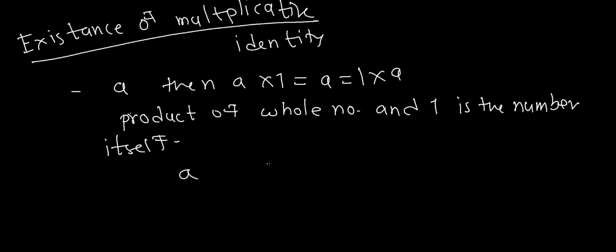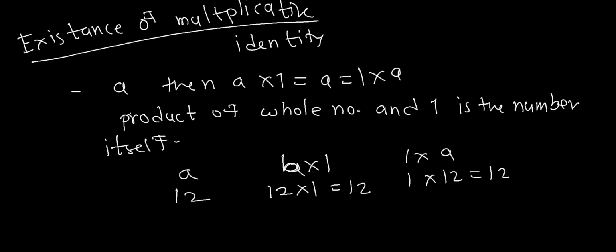So let's say a into 1, that is 12 into 1 is 12, or 1 into a, that is 1 into 12 is 12. So a into 1 is equal to 1 into a is equal to a, that number itself. That is existence of multiplicative identity.